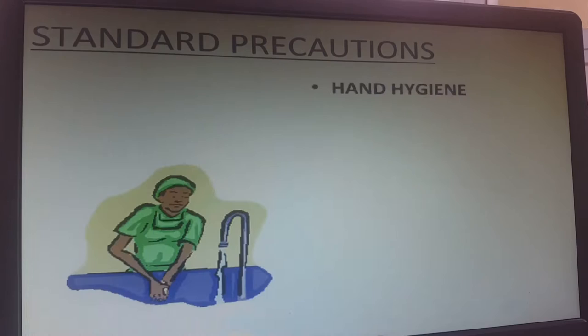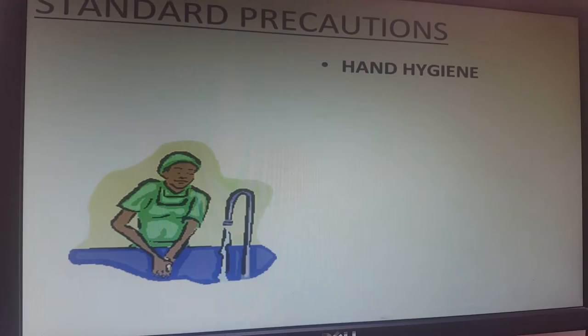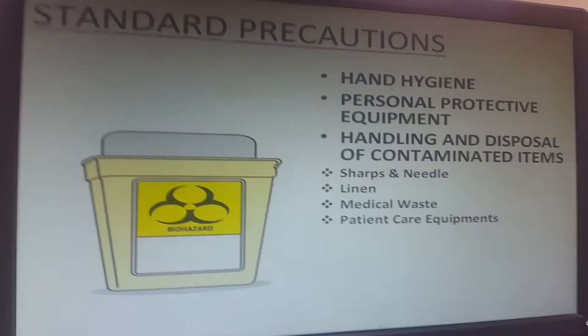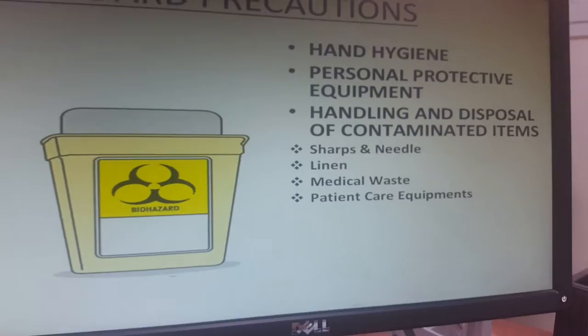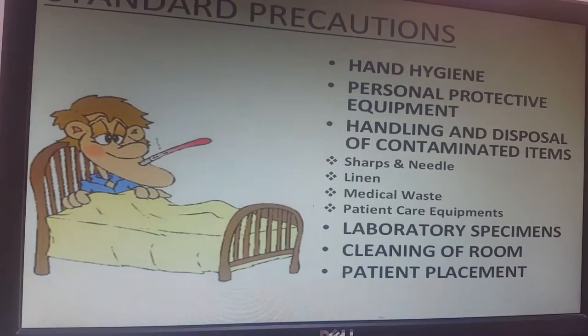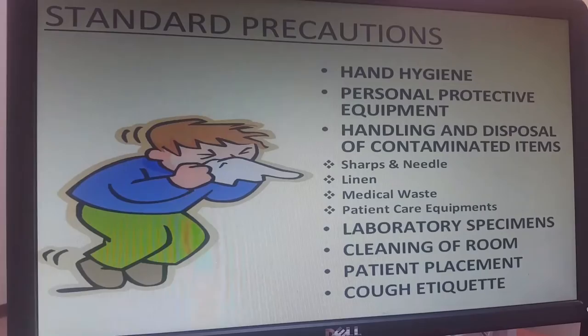Standard precautions start with hand hygiene. These are the steps or lines of the standard precautions. Number one is hand hygiene. Number two, personal protective equipment. Then handling and disposal of contaminated items: sharp needles, linen, medical waste, patient care equipment, laboratory specimens. Then cleaning of the room, and patient placement, so you have to separate the patient and isolate infected cases. These are the components of the standard precautions, and the final one is cough etiquette.